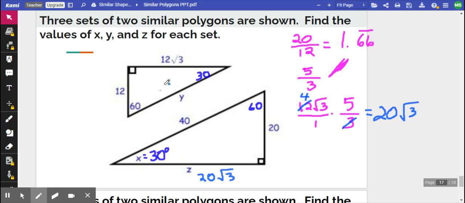And then lastly, we have our hypotenuse over here, this y. So then we would just do 40 divided by 5/3. And that would basically be the same thing as 40 times 3/5.